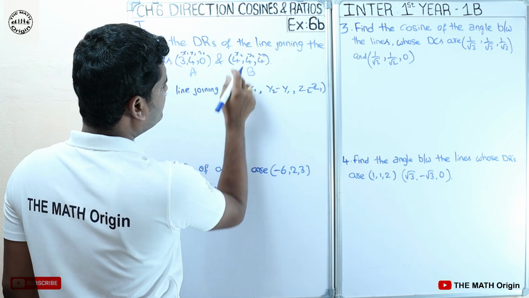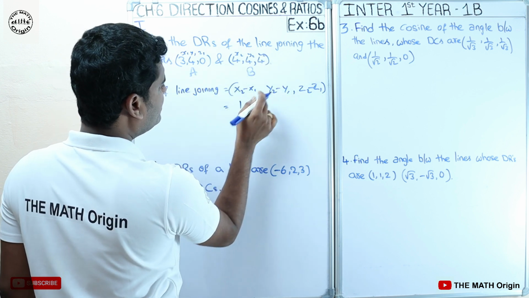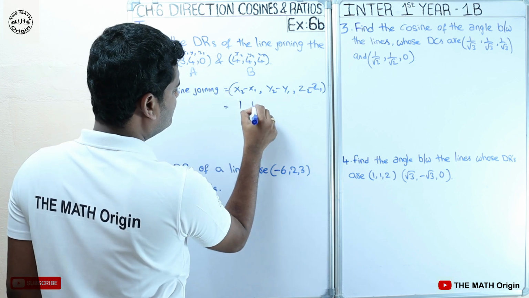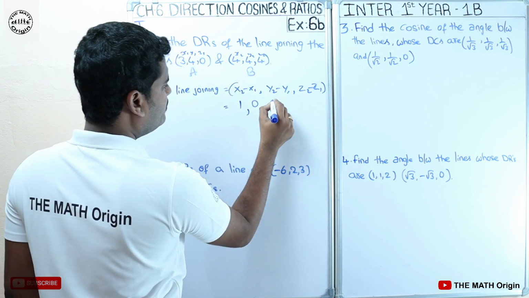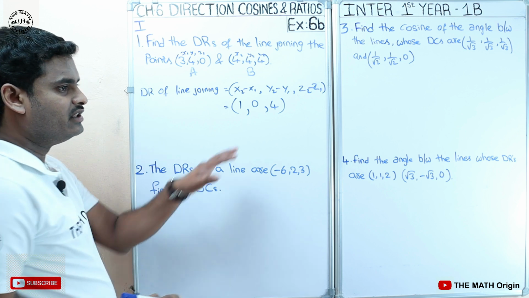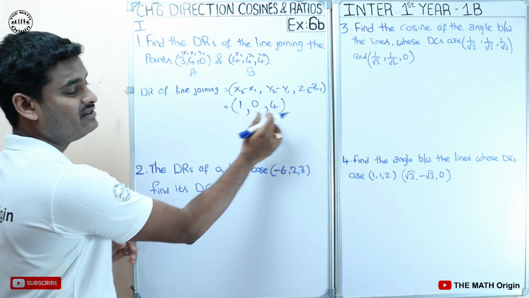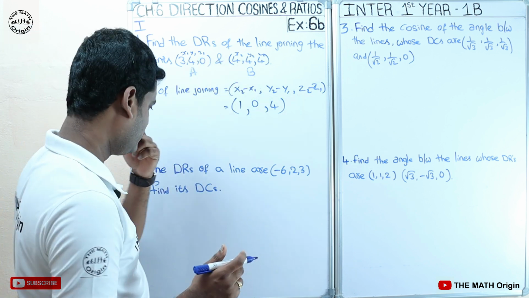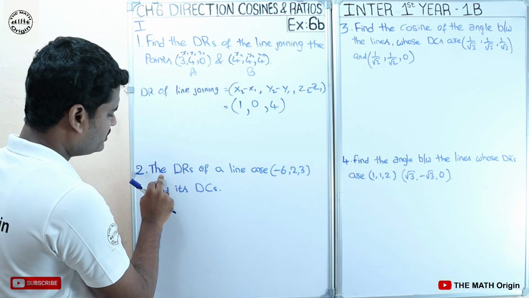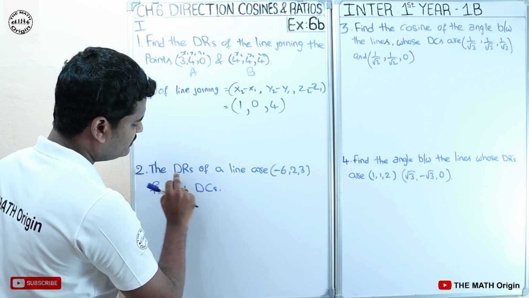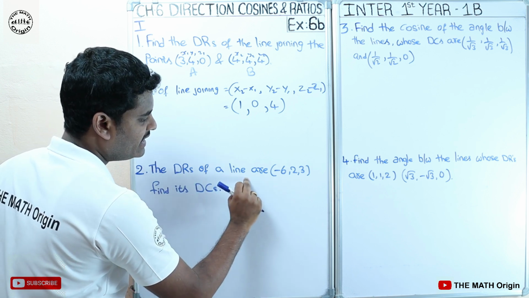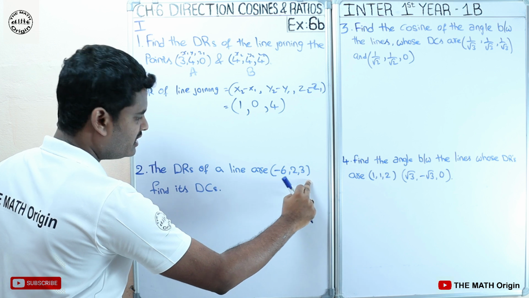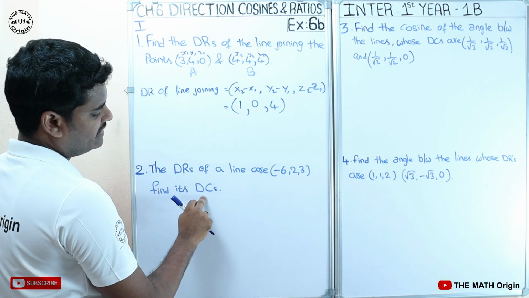So x2 minus x1 is 4 minus 3, which is 1; 4 minus 4 is 0; 4 minus 0 is 4. Therefore 1, 0, 4 is the direction ratio of the line joining the two points A and B. Now the second question: the direction ratios (DRs) of a line are -6, 2, 3. Find its DCs.